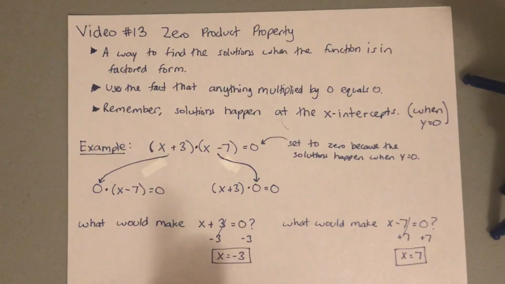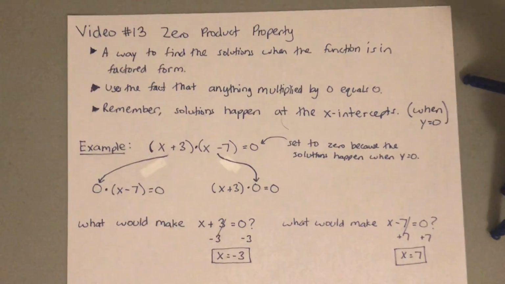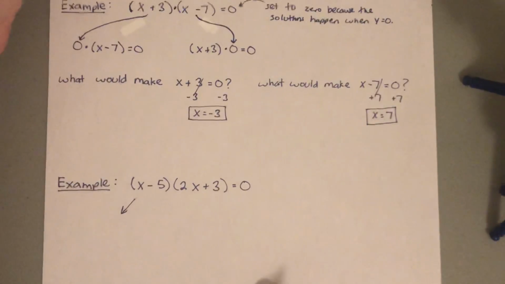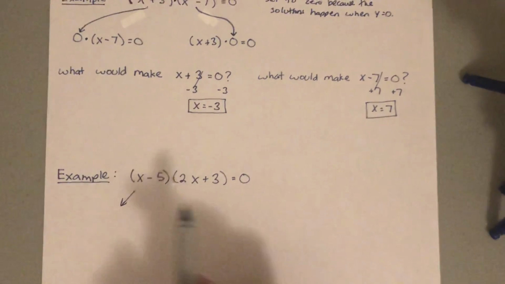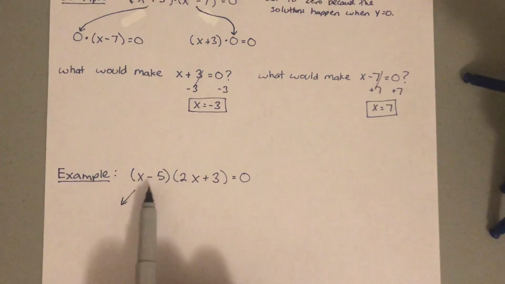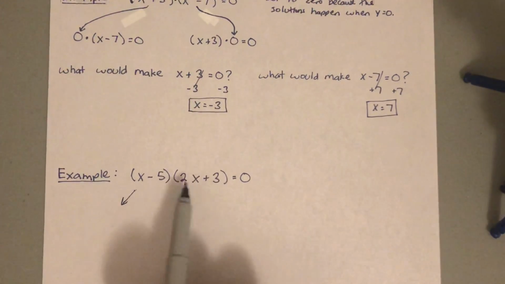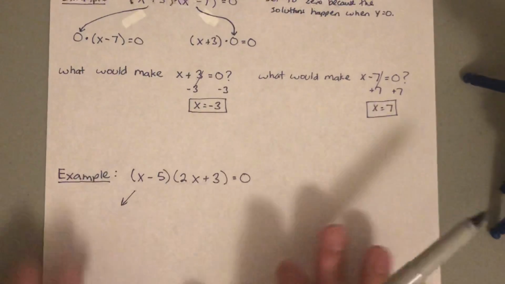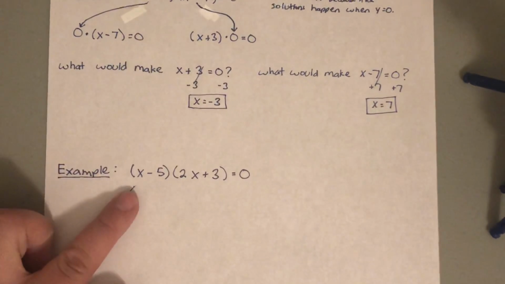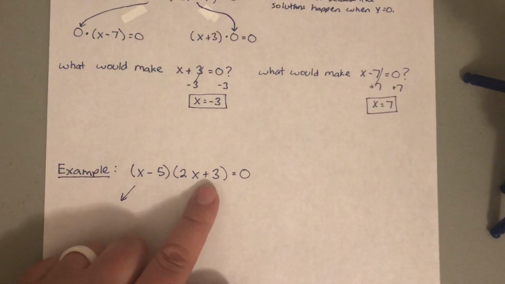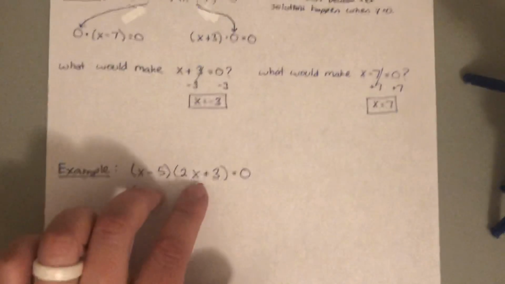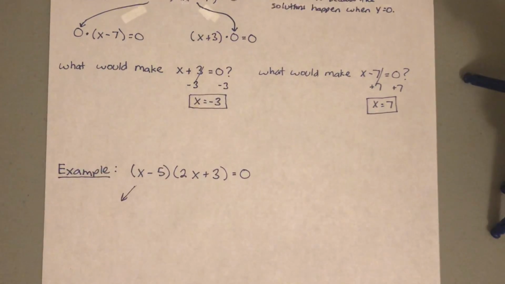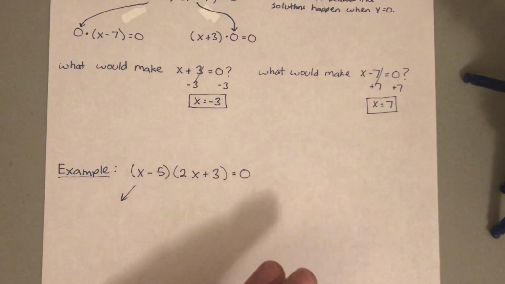So let's look at the first factor. What's going to make, oops, sorry, you couldn't see it for that whole entire thing. There we go. So if we look at this first one, we have two factors in factored form, and it's equal to 0 because those are the solutions. Now we have x minus 5 is the first factor, 2x plus 3 is the second factor. If either of these two factors are equal to 0, then the whole thing equals 0 because anything times 0 equals 0.